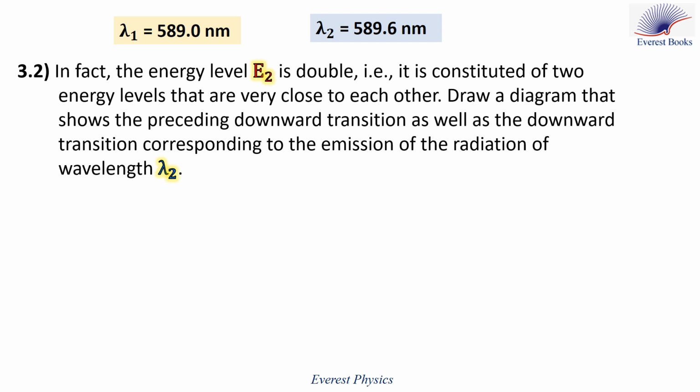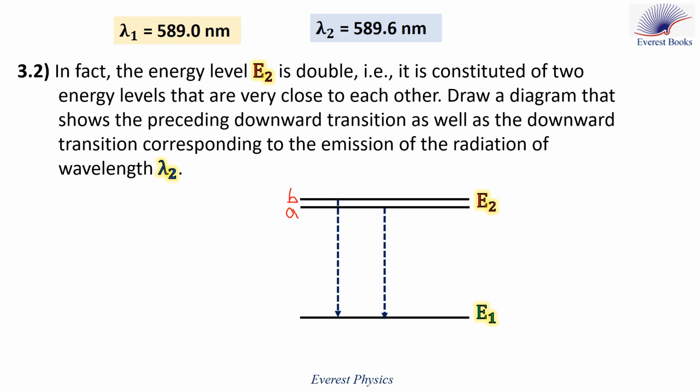3.2. In fact, the energy level E2 is double. It is constituted of two energy levels that are very close to each other. Assume that the lower energy level is A and the higher one is B. Draw a diagram that shows the preceding downward transition as well as the downward transition corresponding to the emission of the radiation of wavelength lambda 2. The diagram shows the transitions from both A and B to the ground state. One of these transitions corresponds to lambda 1 and the other to lambda 2.